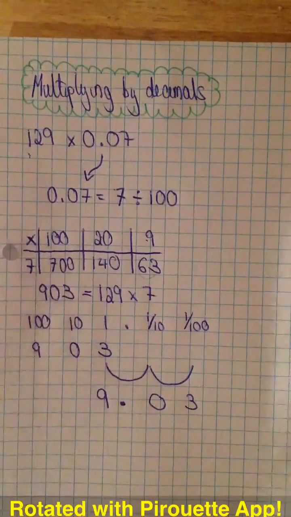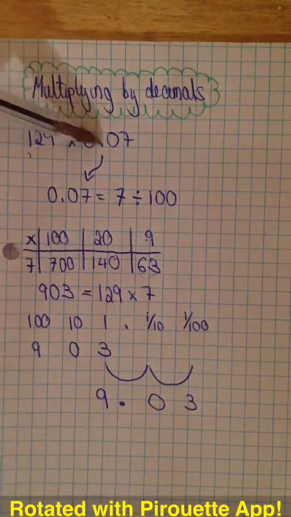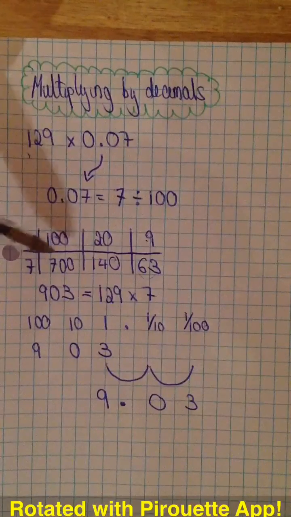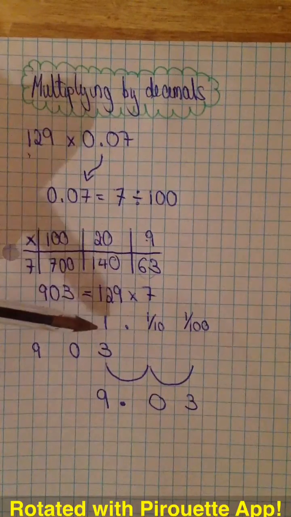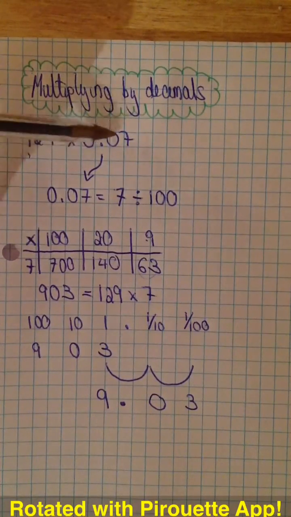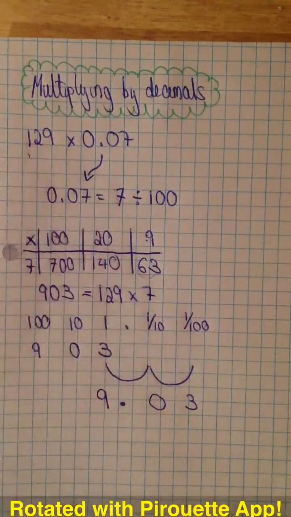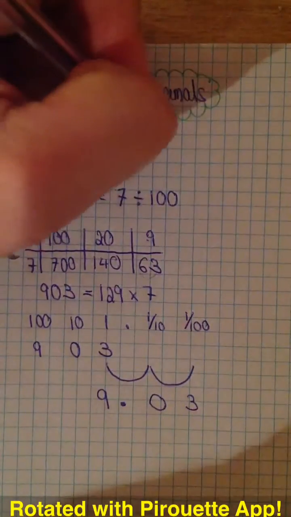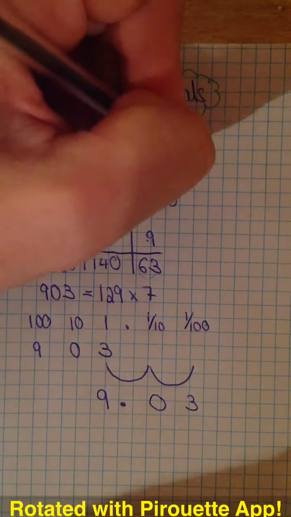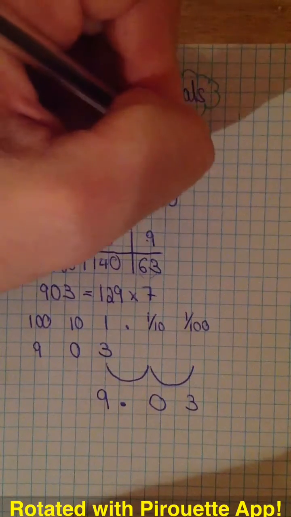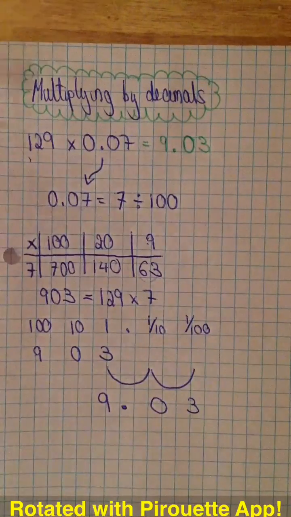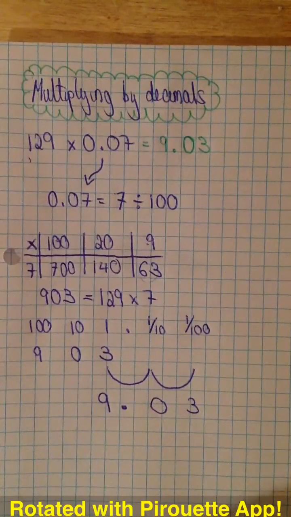So, even though 129 times by 0.07 looked like an impossible task about 2.5 minutes ago, with 2 very simple steps using the grid method and then using our unit table, we're able to find out that 129 times 0.07 is equal to 9.03. So I'm going to write that in green pen. 129 times 0.07 equals 9.03. 9.03, and I mustn't forget that 0. So that's how to solve this particular sort of multiplying by decimals question. I hope that helps. Good luck.